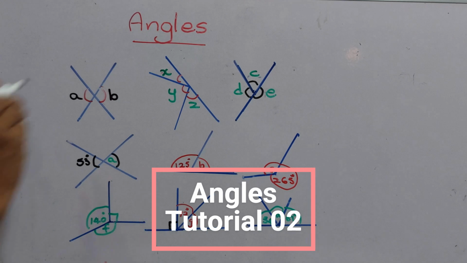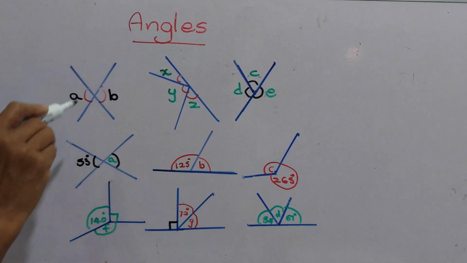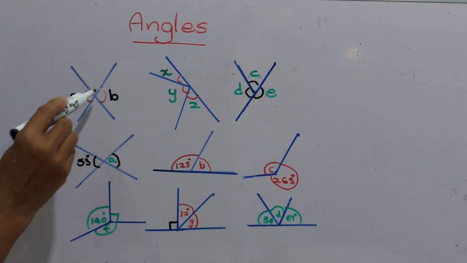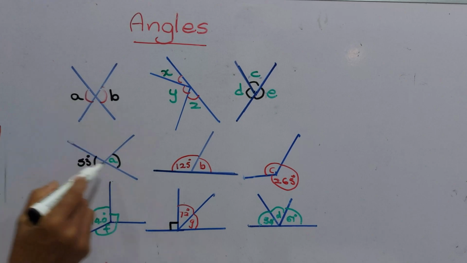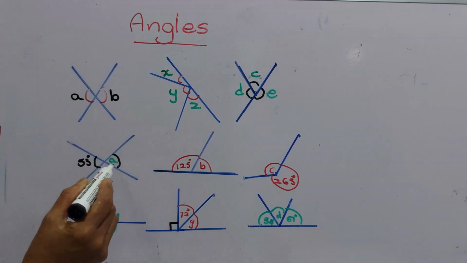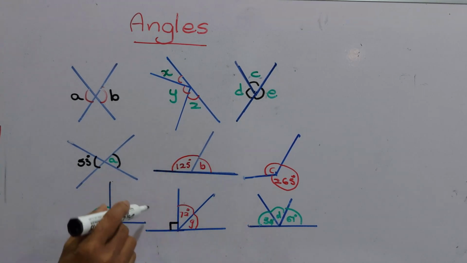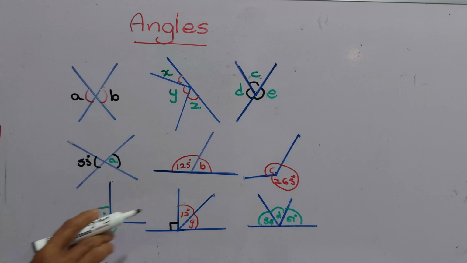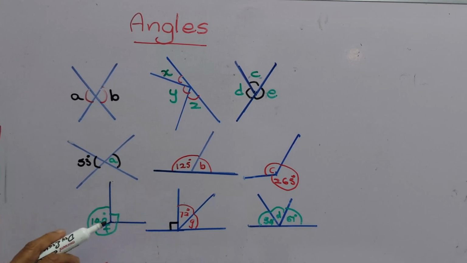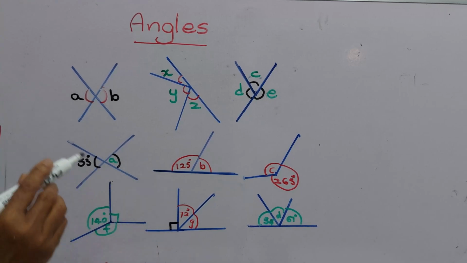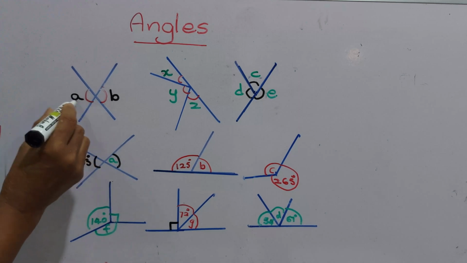Today in our angles lesson we are going to calculate the value of unknown angles. Here are A, B, C, D, F, G. These are unknown angles. We are going to calculate the value of unknown angles. Before that we must know this.